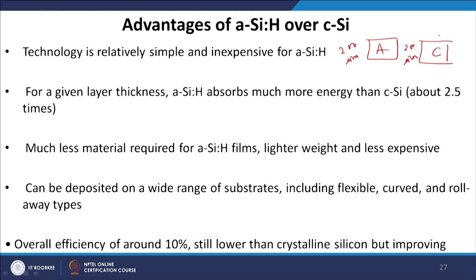Overall efficiency is around 10%, which is of course lower than the crystalline silicon solar cell, but it is gradually improving. There are a lot of people now working on the different thin film solar cell technologies, and because of the tremendous research activity, day by day the efficiency is always increasing.